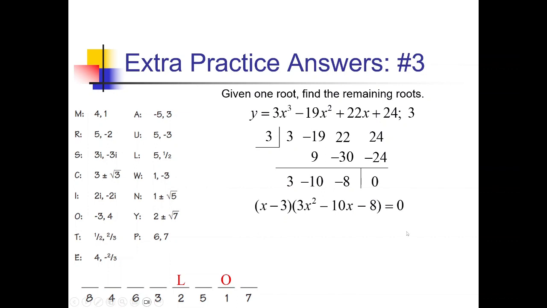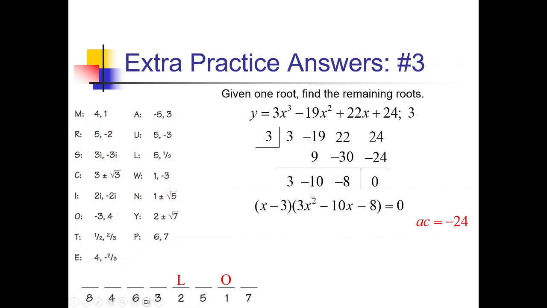Again, I'm going to use my AC method on this. So 3 times 8, that's going to give me negative 24 for my AC value. So I'm looking for things that multiply to negative 24 and add up to negative 10. Let me think. 1 and 24 doesn't work. 2 and 12 could work if I had positive 2 and negative 12.